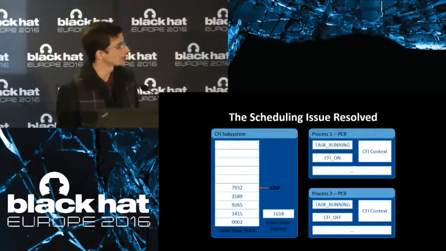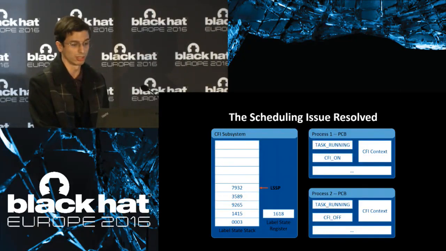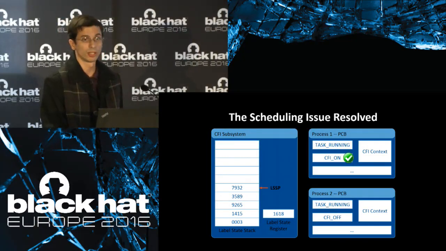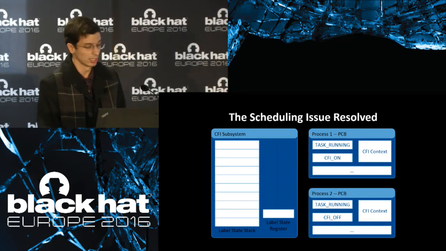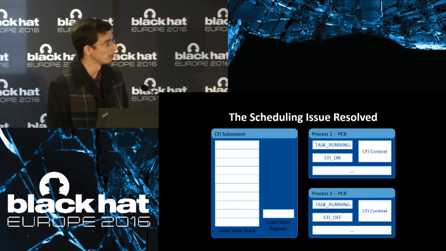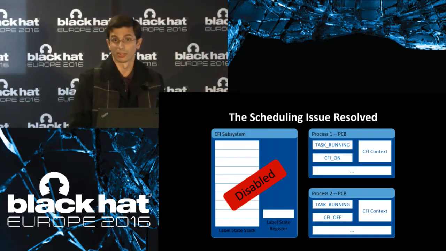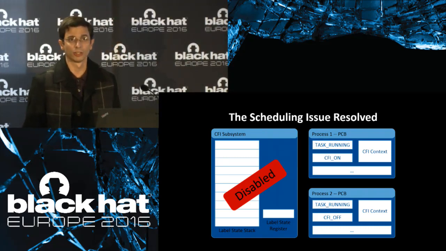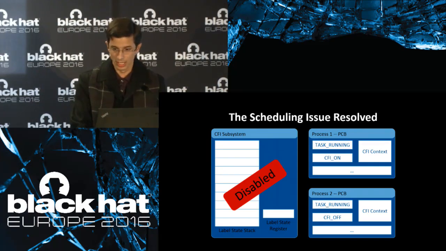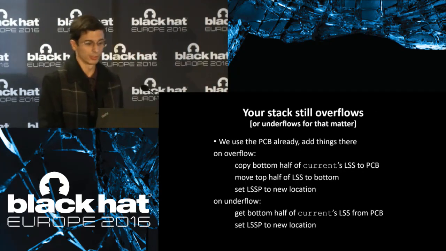On the second case, well, we have process 1 running. We see that it's CFI aware. We are about to schedule process 2, so we back up process 1's CFI state. We go to process 2 now. We see that it's not CFI aware, so we just go ahead and disable that CFI module. We can go ahead and begin executing process 2 now, and no exceptions will occur at that point. However, there's still the stack issue.